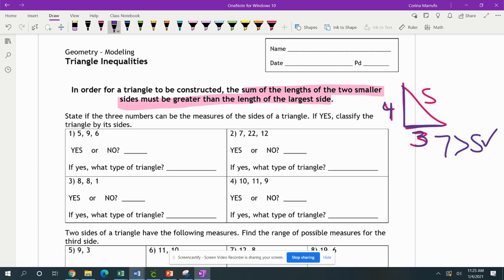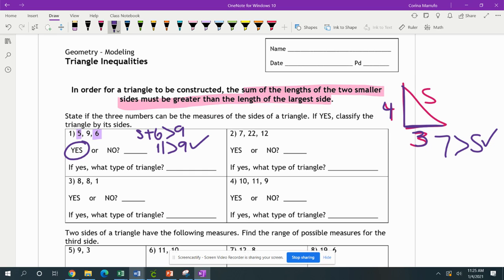So here it says, state if the three numbers can be the measures of the sides of a triangle. If yes, then classify the triangle by its sides. Okay, so we find the two smaller legs. My two smaller legs are the 5 and the 6. So we see, is 5 plus 6 greater than 9? Well, 5 plus 6 gives me 11. So 11 is bigger than 9. So that's good. Yes, we can make a triangle.